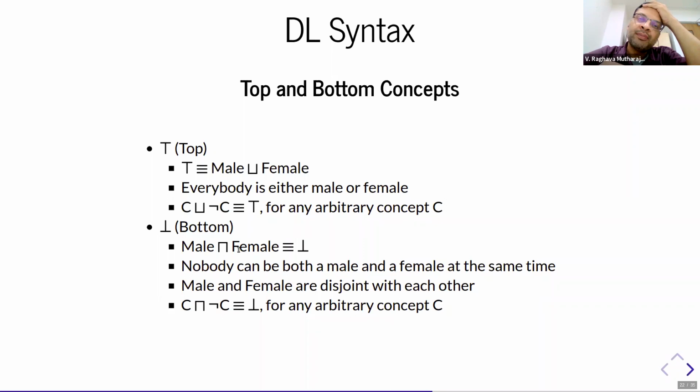Okay, this implies the disjointness. Male and female, the intersection of that should always be a null set. That means there is nothing that is common between the male concept and the female concept. So they are disjoint with each other. That's what this means. Nobody can be both a male and female at the same time. And this is the contradiction: C and not C is always false, and that's what this indicates.